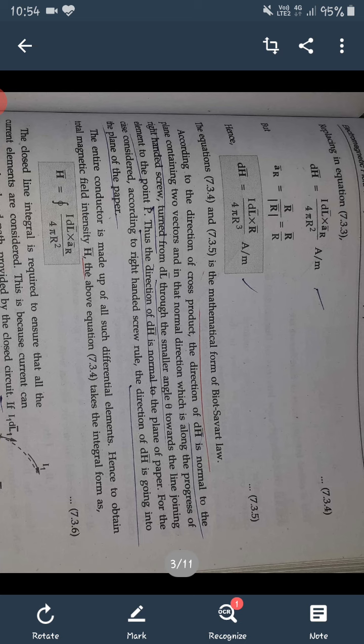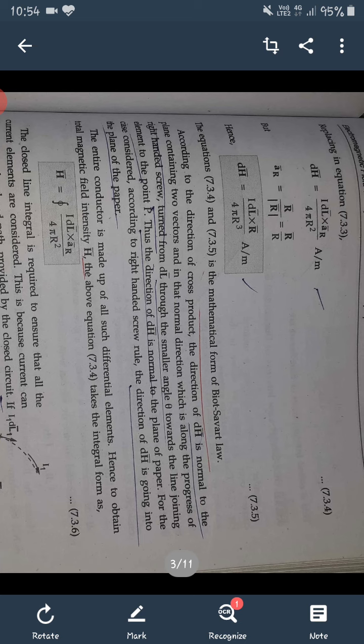According to the direction of cross product, the direction of dH is normal to the plane containing the two vectors, in that normal direction which is along the progress of right hand screw. So dL turns through the smaller angle theta towards the line joining element to the point P. Thus the direction of dH is normal to the plane of paper. For the case considered here, according to the right hand screw rule, the direction of dH is going into the plane of paper.